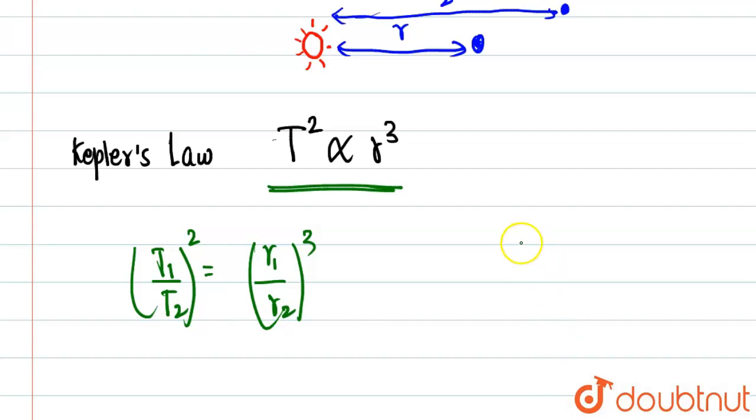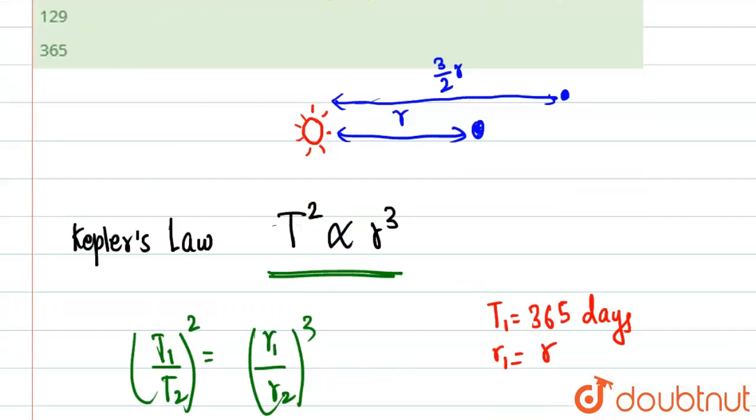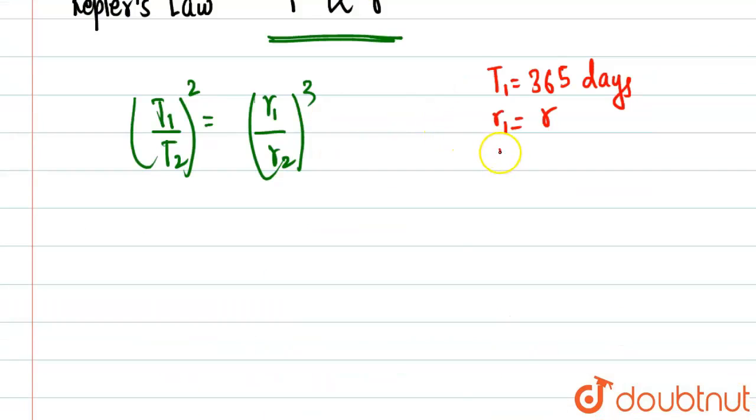So basically we have T1, because T1 is the present time period of the Earth. T1 is equal to 365 days. Okay, and basically R1 is equal to radius of Earth, which is basically R only. Let's consider it R. Okay, and what is R2? R2 is basically 3/2 into R. Okay, so now we are going to put everything in this equation.